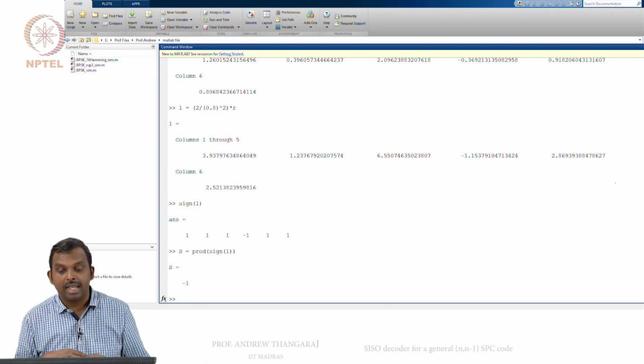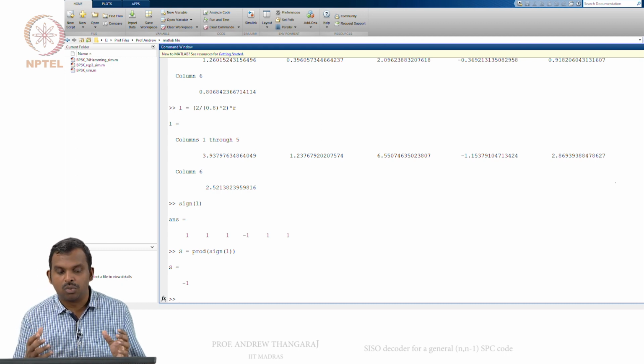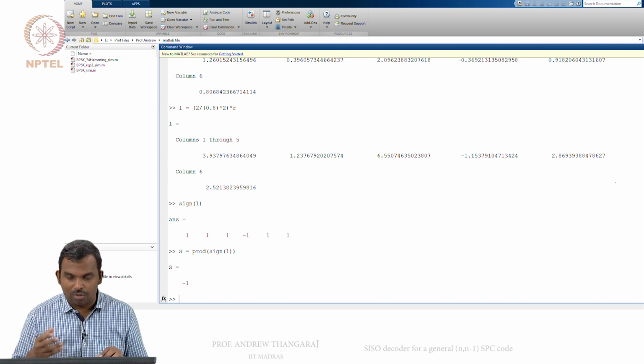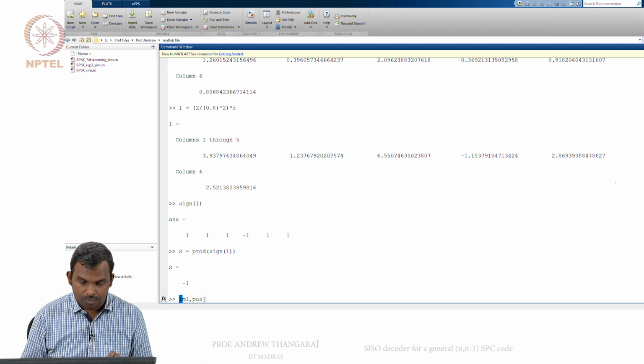Okay, and then we now have to find the absolute values, right? So the absolute value and the minimum absolute value. MATLAB has a lot of functions for this kind of thing. So you can do, for instance, m1 comma pos equals min of abs of L.